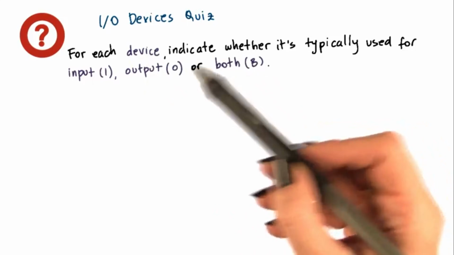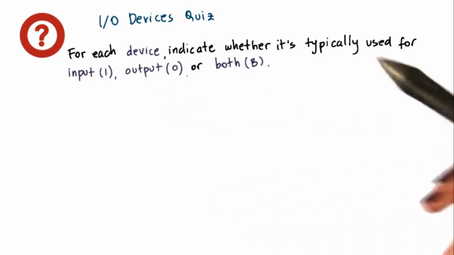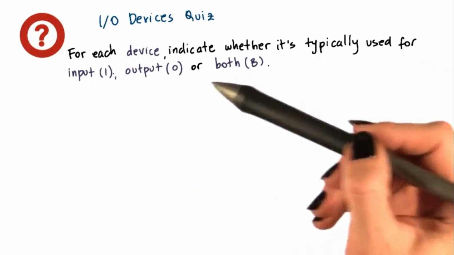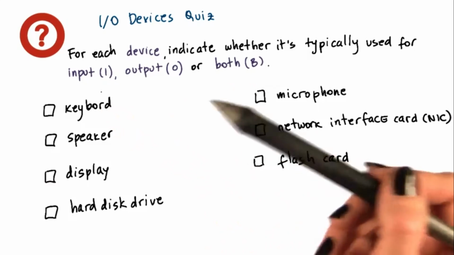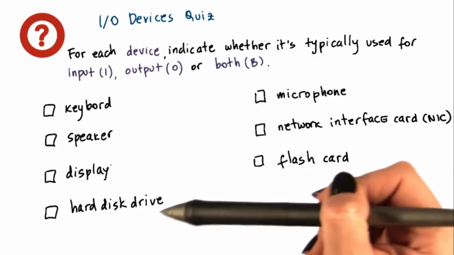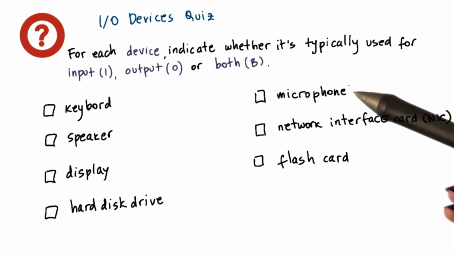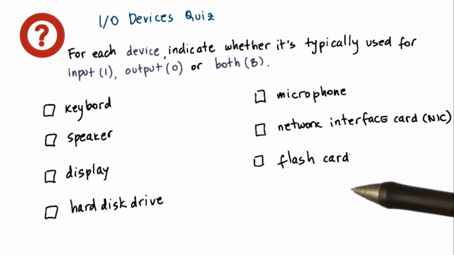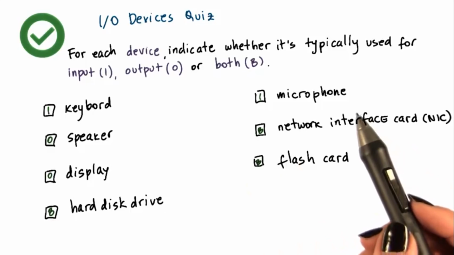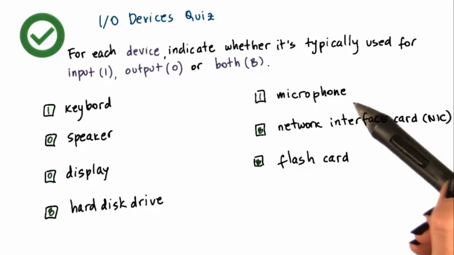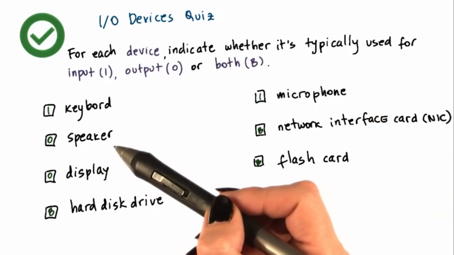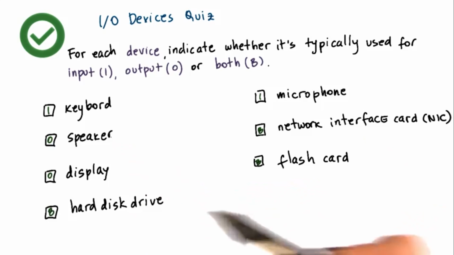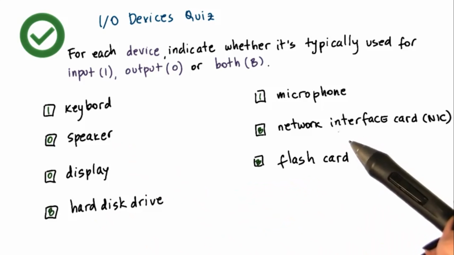Here's a quick quiz. For each device, indicate whether it is typically used for input, for output, or for both. The devices mentioned are keyboard, speaker, display, hard disk drive, microphone, network interface card, or NIC, flash cards. Your answers should be as follows. Keyboards and microphones are input devices. Speakers and displays are both output devices. And all of the remaining devices can be used both for input and output.